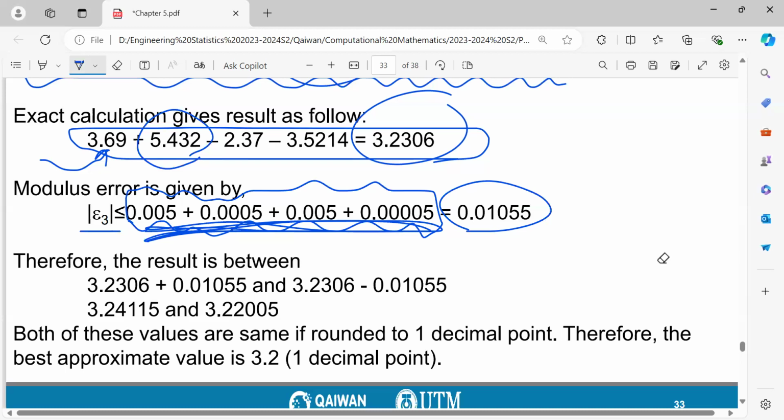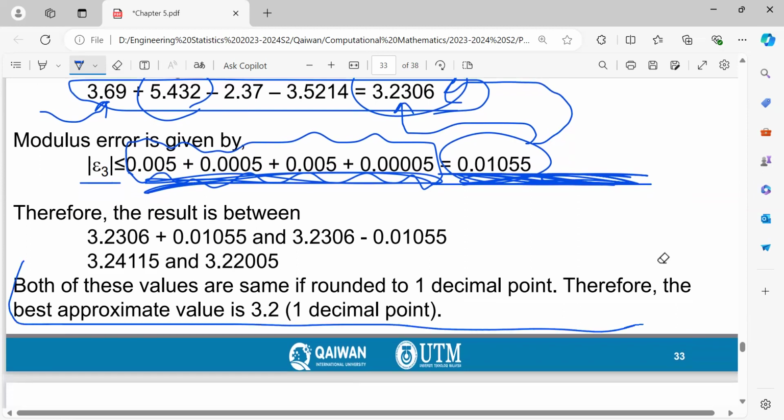After finding the modulus error, what do we do? We add this modulus error to the exact value and subtract this modulus error from the exact value. These are the steps. In the first step we find the exact values. In the second step we find the modulus error, which is the sum of all maximum errors. And then in the third step we just add and subtract this modulus error to and from the exact value.